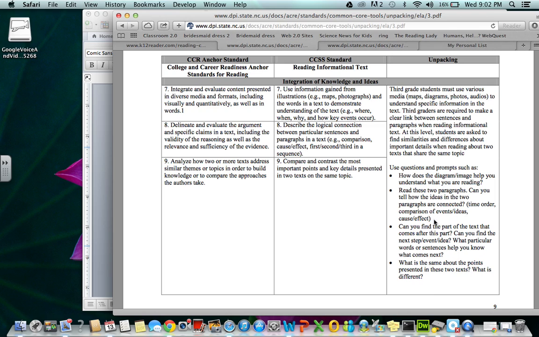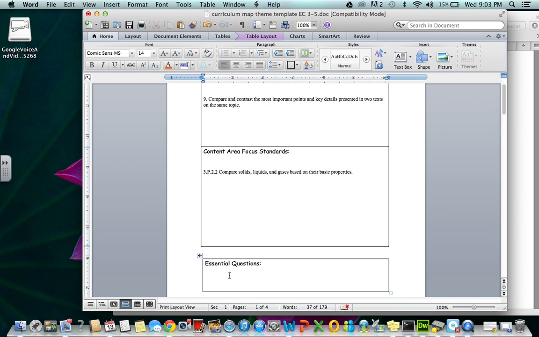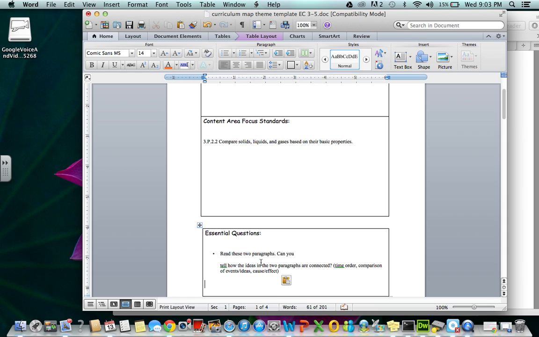Time order, comparison of events or ideas, and cause and effect. That is going to be one that I'm going to use, because when I go to find my text, I'm going to find text that has ideas that I can compare and contrast. So here I have my first essential question. Again, I just copied and pasted it right into the lesson.